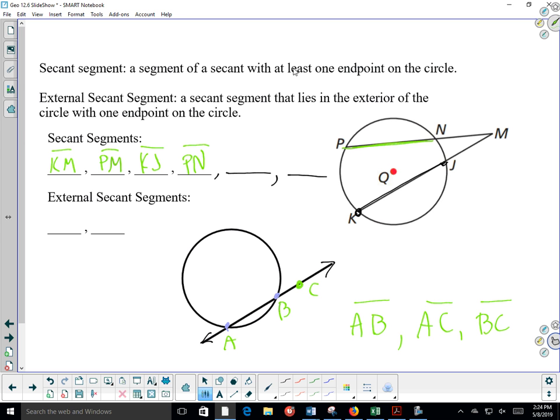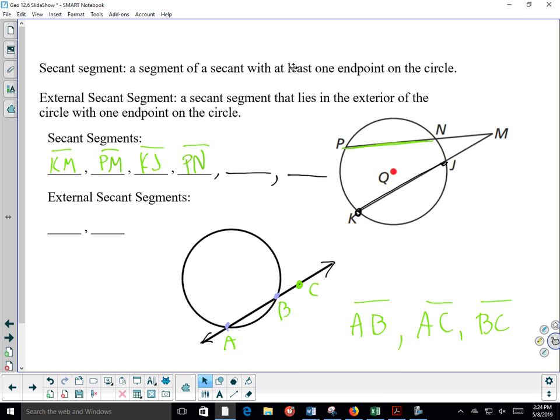Is there a difference between a secant segment and a secant? I think if you just say secant, that implies a secant line. Is there a difference between a secant segment and a secant line? Well, yeah, a segment has 2 endpoints and it's just in between. A secant line goes on forever and ever. Oh, yeah. Okay.